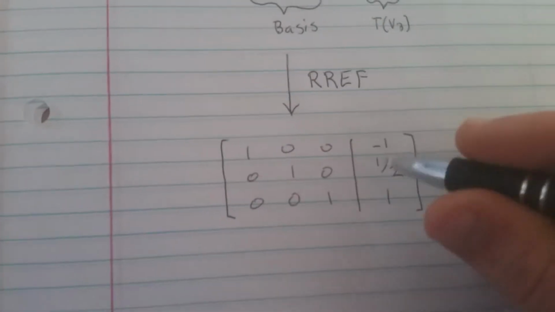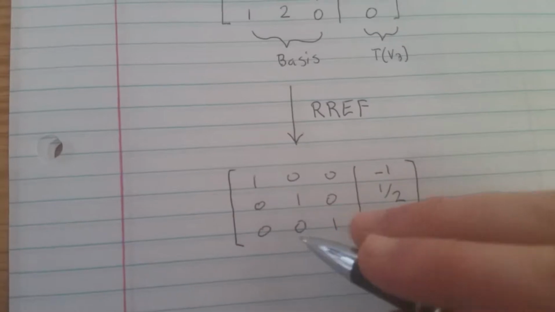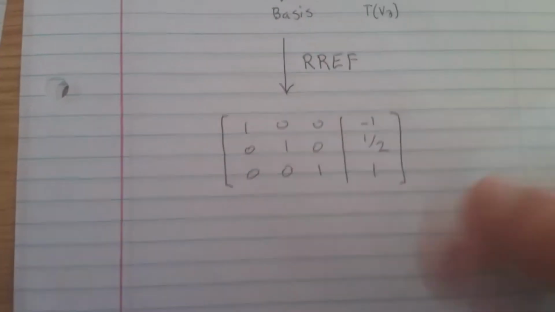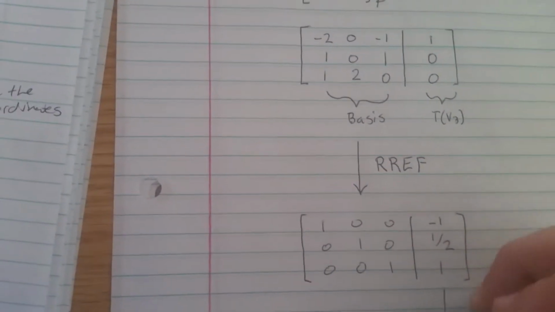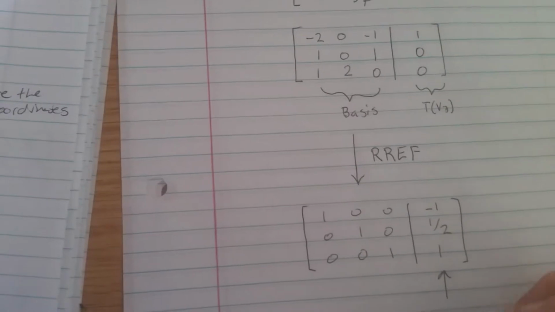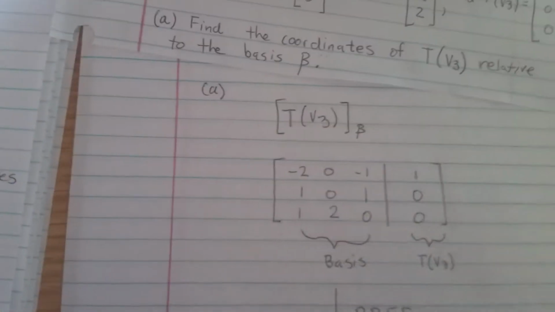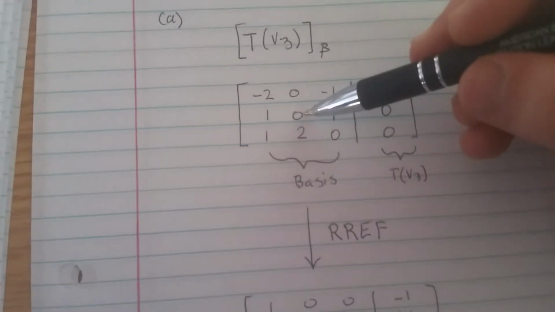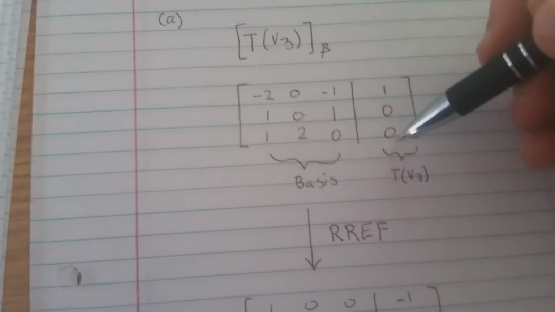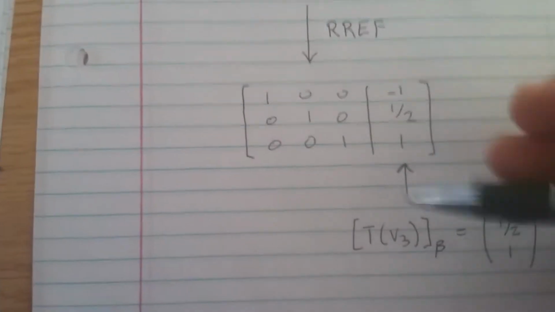You get negative 1, 1/2, and 1 on this side of the augmented matrix. This, of course, is going to be our reduced row echelon form. So this right here is actually your answer to this part of the problem, part A. So those are your coordinates, and it's really just a matter of putting your basis in one side of the augmented matrix and your vector on the other side, putting it in reduced row echelon form, and whatever is on this side is your answer.